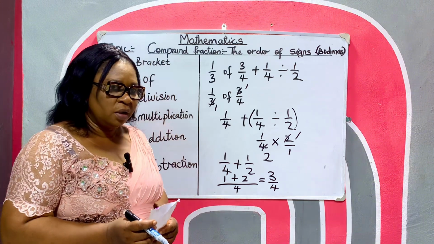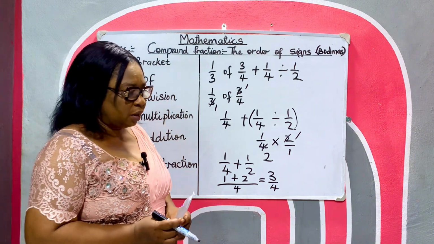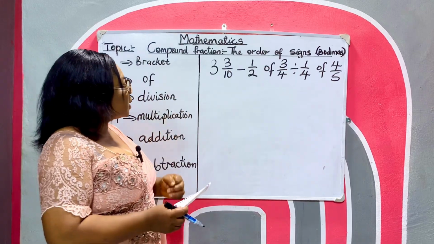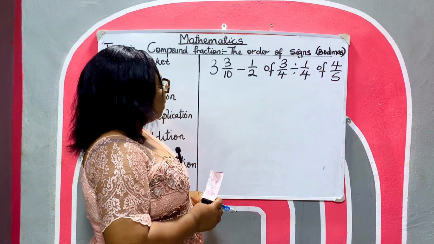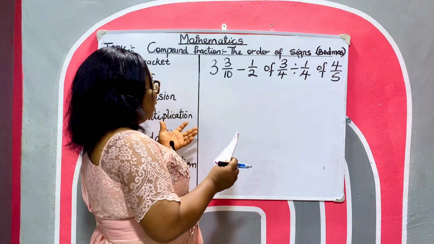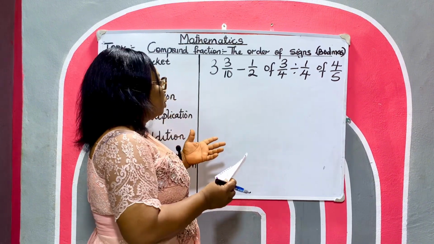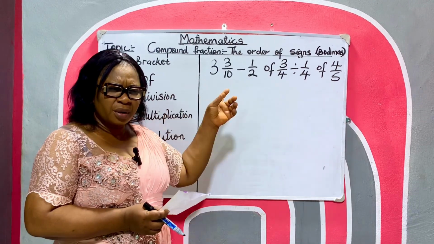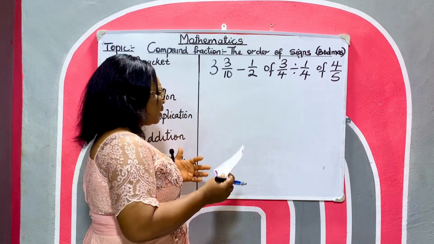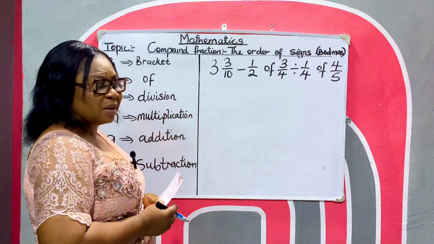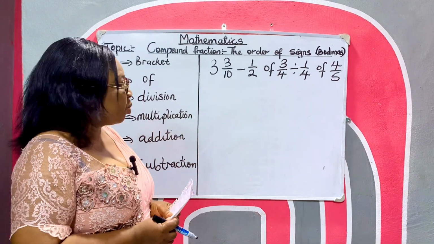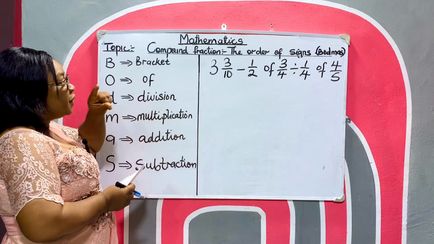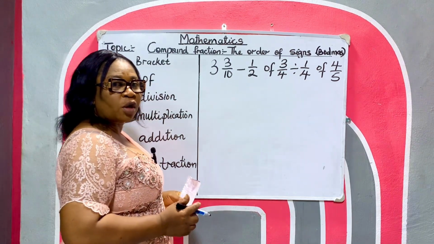The next one, another example. So this is the next example. When you look at it now, you see that it has more than one arithmetic sign. And we have to remember BODMAS. You cannot just go in and start solving it. No, you have to remember BODMAS and follow the order of operation. What's the order of operation here? Bracket is not there. Of is there. So we first solve for of.